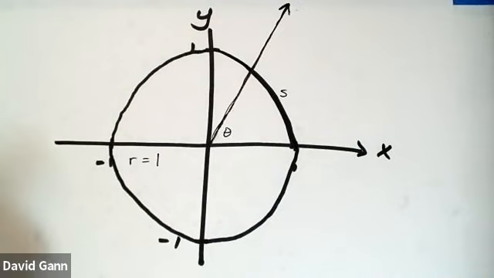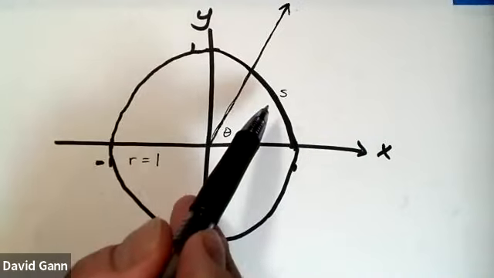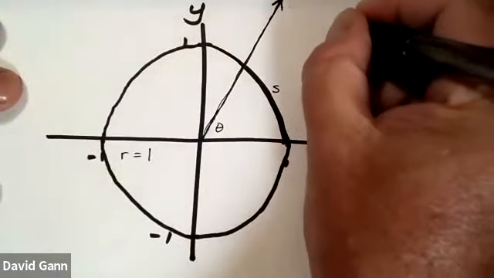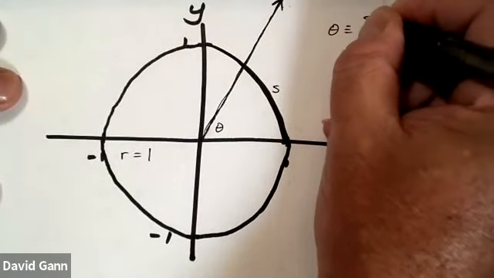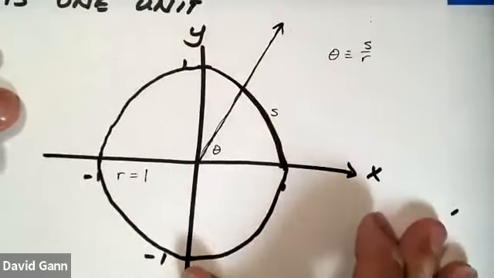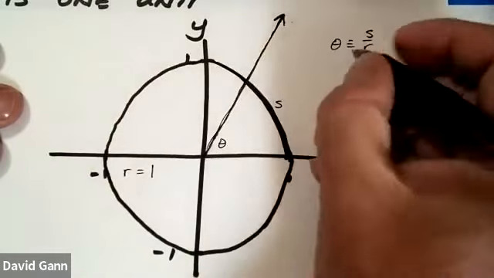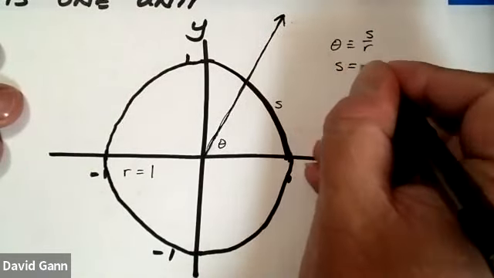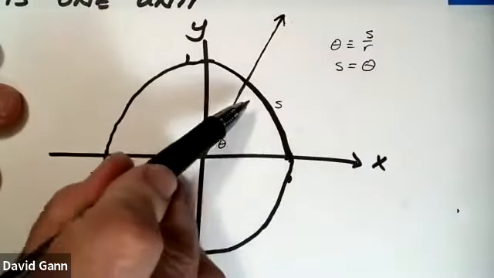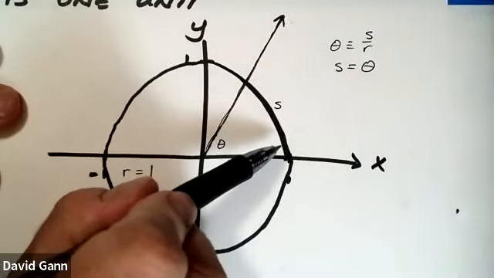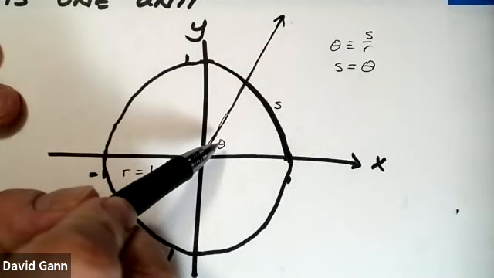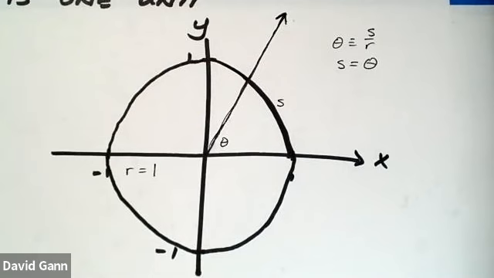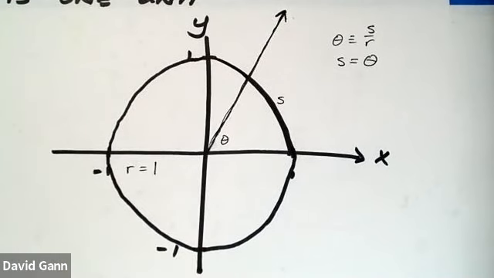In this particular case, because theta is defined as S over R, it turns out that because R is equal to 1 with no units, S actually equals theta. So the arc length along the unit circle is equal to the measure of the angle in radians.